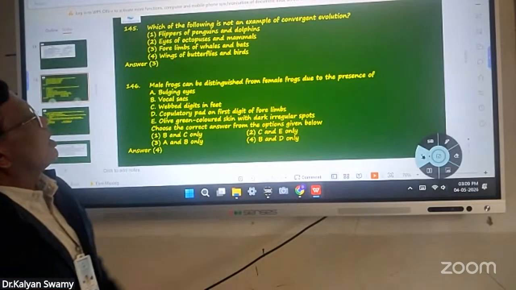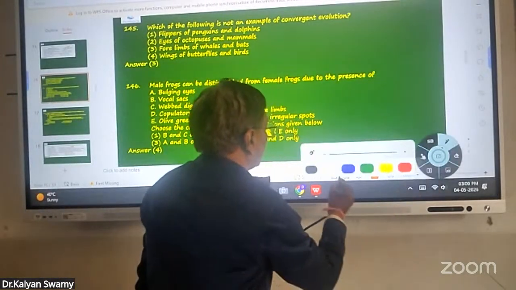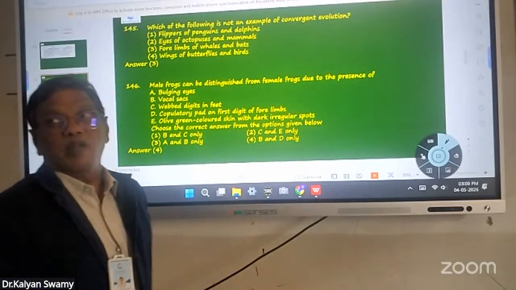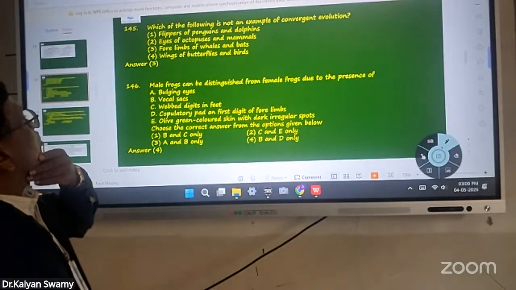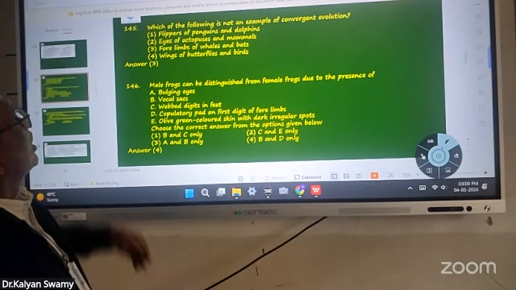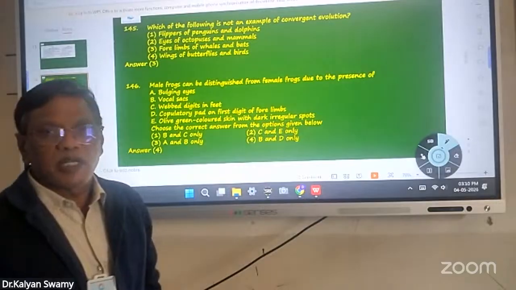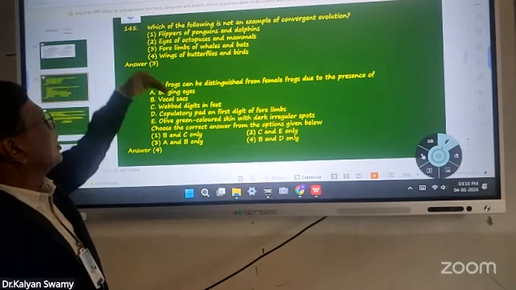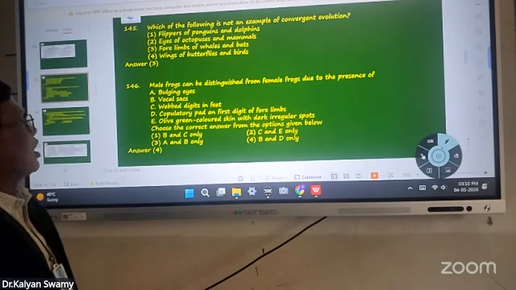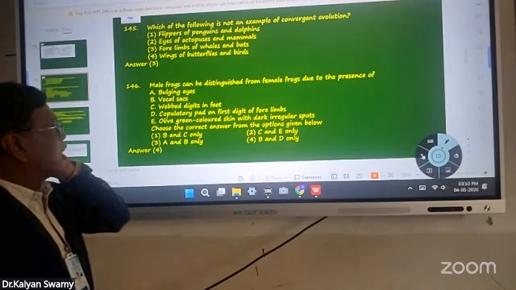Which of the following is not an example of convergent evolution? Convergent evolution means what? Analogous organs show convergent evolution, and homologous organs show divergent evolution. The forelimbs of vertebrates, those modified forelimbs, are an example of homologous organs, exhibiting divergent evolution. The remaining three are examples of convergent evolution. The option is 3.